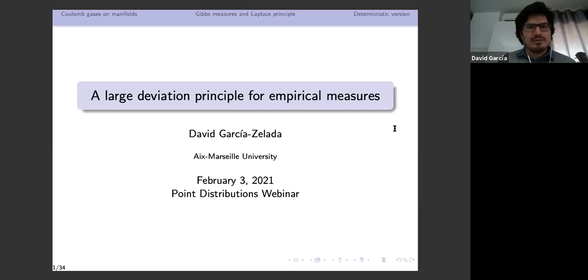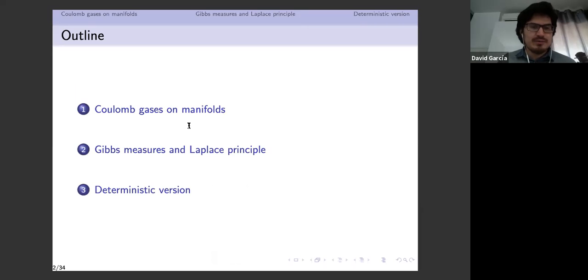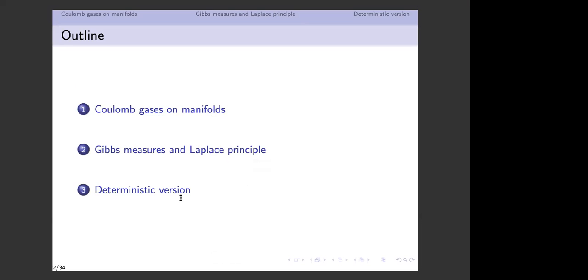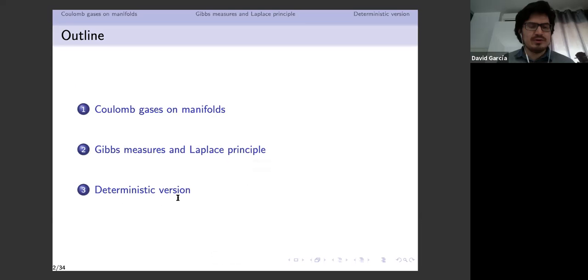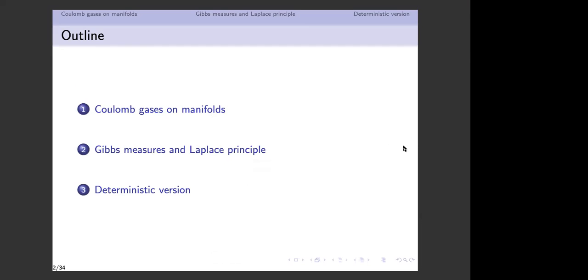First, I want to motivate a bit. So I will say something about Coulomb gases on manifolds. That's my main motivation. Then the principle, the main results, and then if we have some time, I will discuss some deterministic version, so no longer random. So everything will be mainly probability. This talk will be about kind of probability.